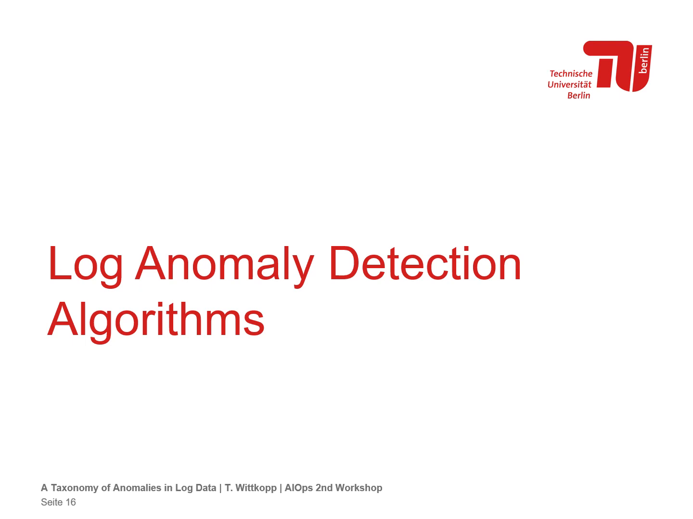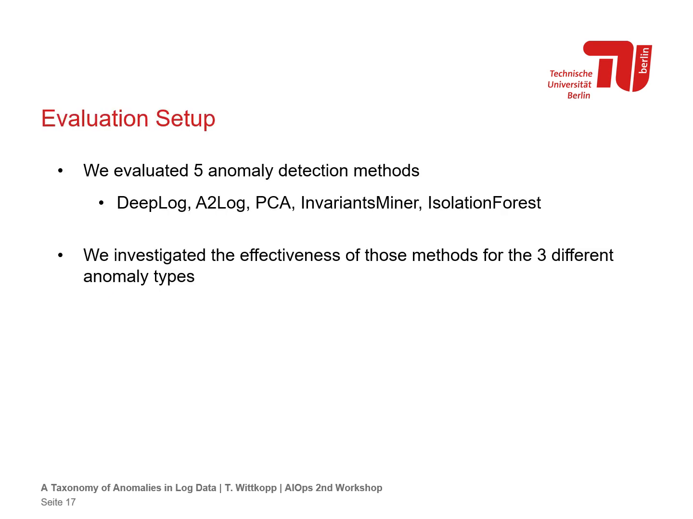Since there is no direct ground truth, as there is no categorization of anomaly types in log data so far, we investigated in our evaluation how different methods can cope with the different anomaly types. For this, we evaluated 5 different anomaly detection methods: DeepLog, A2Log, PCA, Invariants Miner, and Isolation Forest. There, we investigated the effectiveness of those methods for the 3 different anomaly types according to our taxonomy.